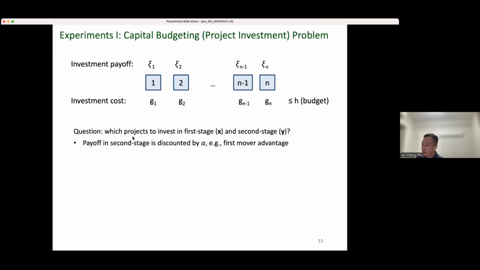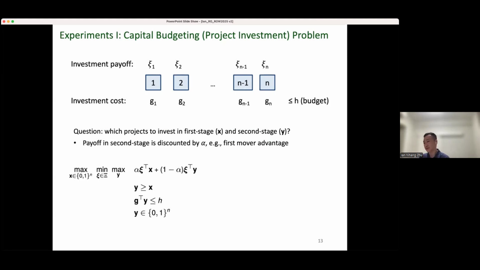The question in the two-stage setting is which projects to invest in the first stage, and then the second stage, if I assume that my payoffs in the second stage are discounted by some factor alpha. This just represents a first mover advantage. If you invest in something after uncertainty is revealed, you get much less of the payoff.